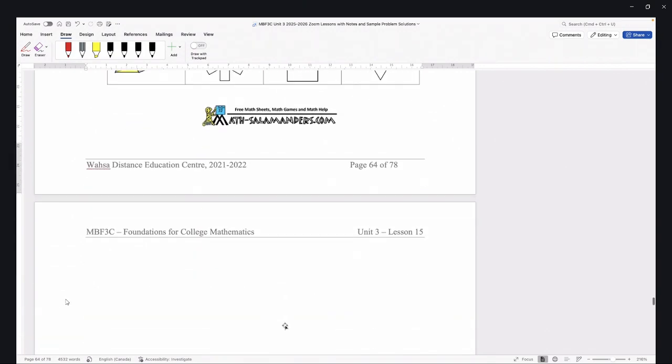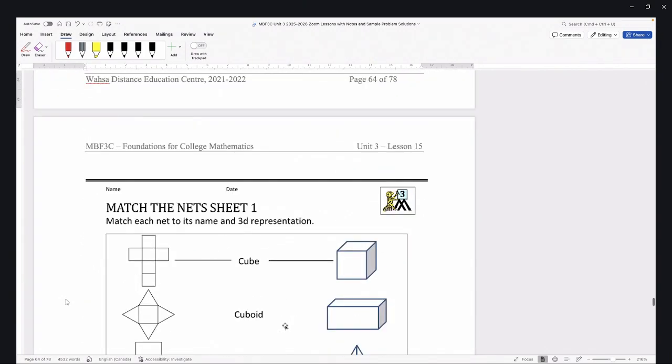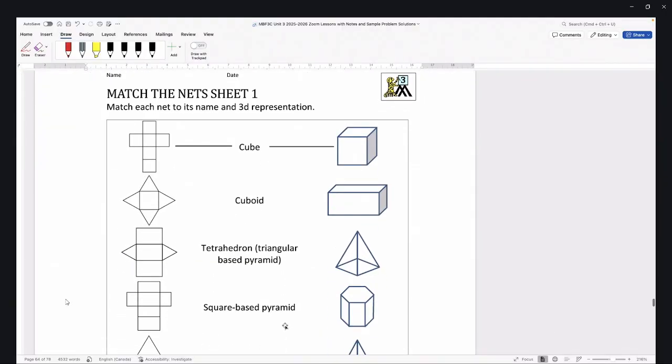Let's scroll down. So now we have a different one. Now this is going to be a matching. Match each net to its name and 3D representation. First one is done for you. This is all of the sides. So here, 1, 2, 3, 4, 5, 6. They're all the same size, same shape. So they're all squares. So a square gives us a cube. And when it's folded, it makes that shape right here.